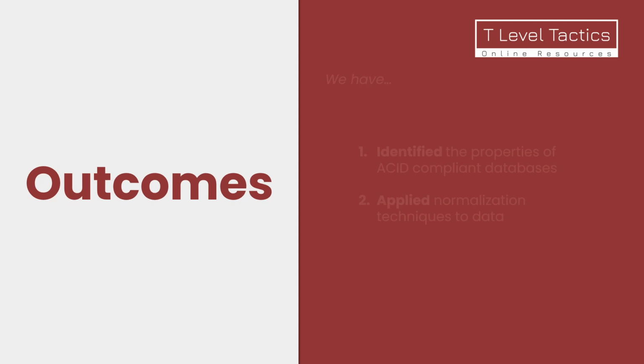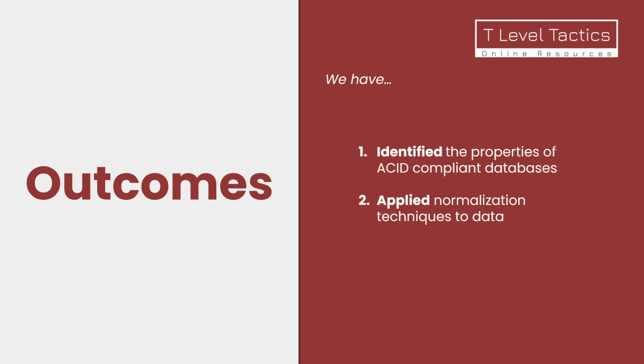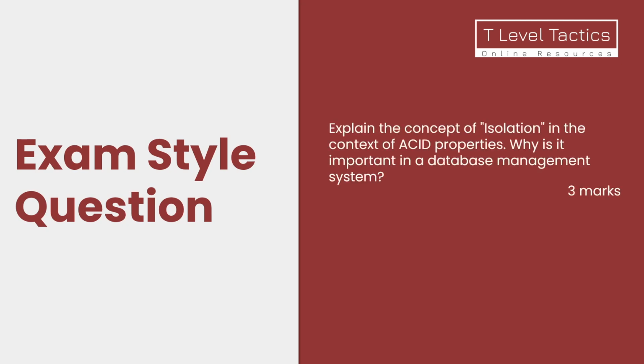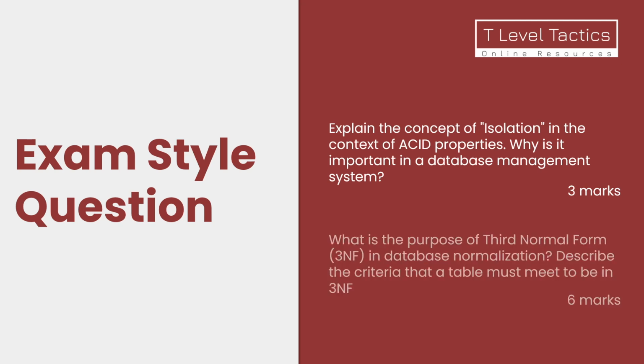So in this video, we've identified the properties of ACID-compliant databases, and we've also applied some normalization techniques to data. Let's try some exam questions to finish things off. Here's the first one. Explain the concept of isolation in the context of ACID properties. Why is it important in a database management system? And the second one, what is the purpose of third normal form in database normalization? Describe the criteria that a table must meet to be in third normal form.